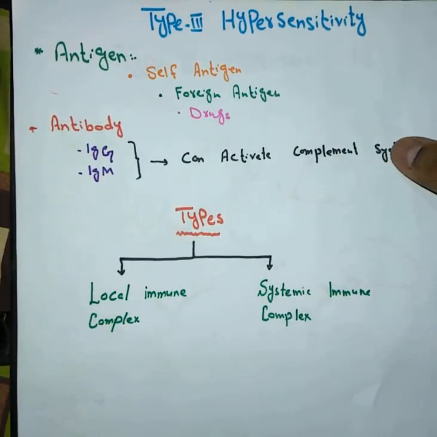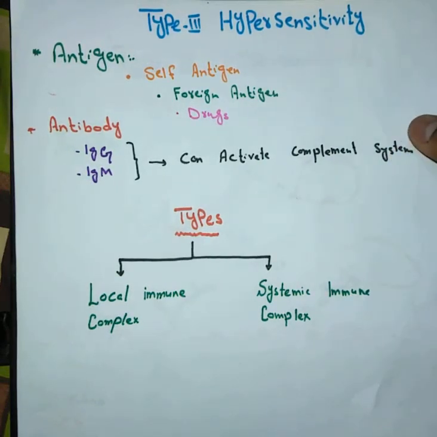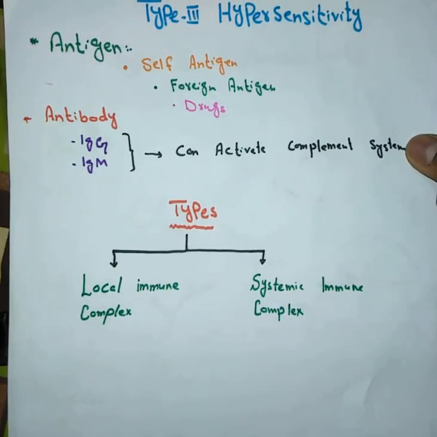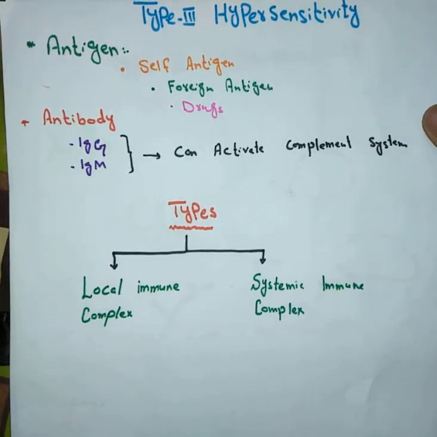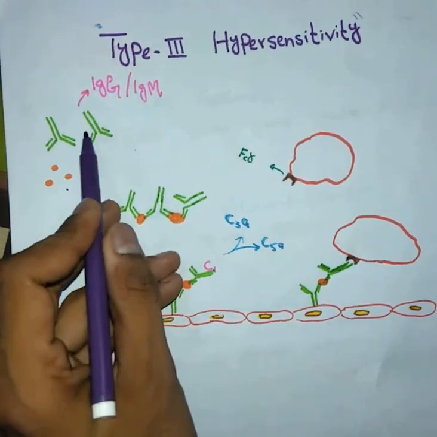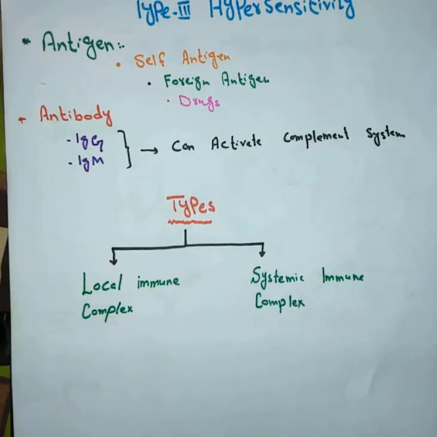Whenever an antigen, either a self antigen, a pathogen, or a drug, enters into our body, antibodies against these antigens are formed. These antigens and antibodies interact with each other, and an antigen antibody complex like this will be formed. These are antigens, these are antibodies, and this complex is basically called an immune complex.